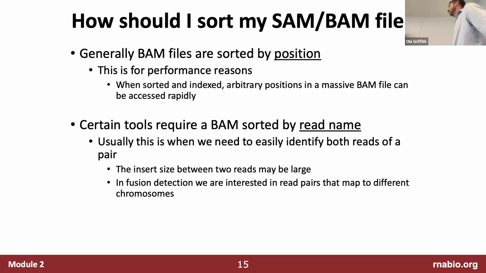You might sort by read name for other reasons, especially if you want to be able to get at the two reads, read 1 and read 2. If you sort by name, they're right next to each other. Sometimes that's convenient or efficient, especially in things like fusion detection, where you're really interested in what happened to read 1 and what happened to read 2, and are they separated by some unexpected distance or position?